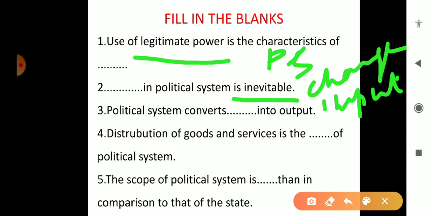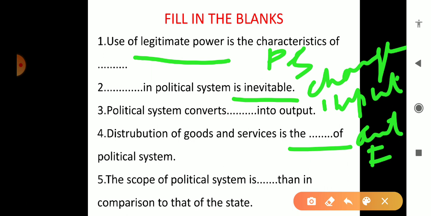So if a student writes distribution of goods and services is the function of political system, the answer is also right, and completely right. If it is the output function of political system, marks can be given on the function also and the output function also, right? Hopefully you got it. So here the answer is output function. Okay, then we have to move to the next question.